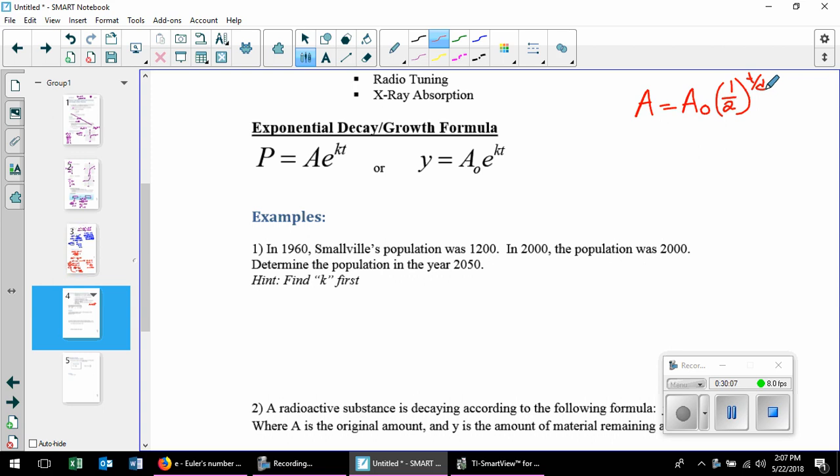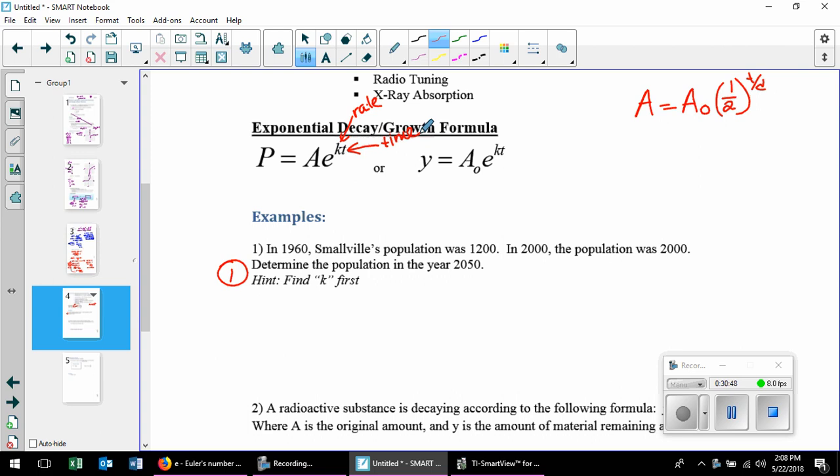Okay, a small town's population was 1,200 in 1960. In 2000, the population was 2,000. Determine the population in the year 2050. So the first thing we do, this is a two-step problem. This is step one. We have to find K first. We know the time. That's easy. But we need to solve for K first. K would be the rate that the population is increasing by. So T would be my time, and K would be my rate. So we have to find the rate first.